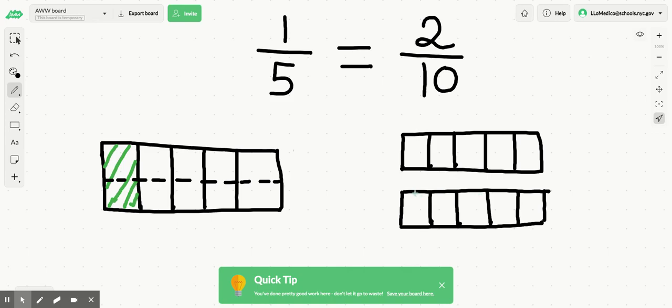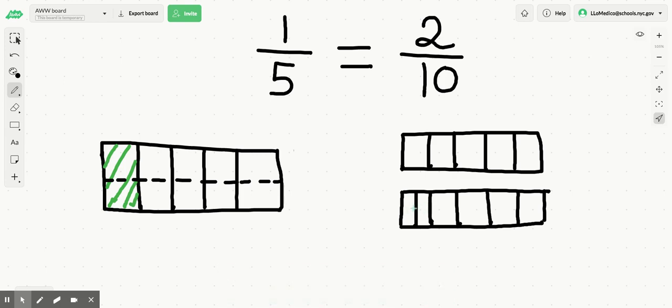So check this out. Here's 1/5. I'm going to draw a line right down the middle. And now I have 2/10 instead of 1/5. I'm going to go ahead and break up all the fifths into 2 equal parts. Okay, and now let's count them. So 1, 2, 3, 4, 5, 6, 7, 8, 9, 10. And I tried to make the spaces as equal as possible.